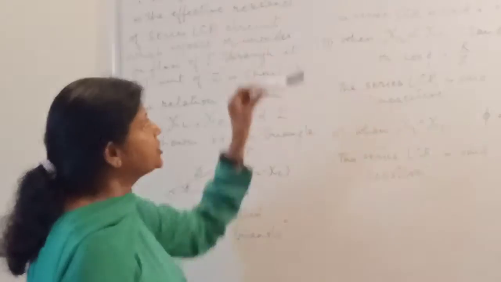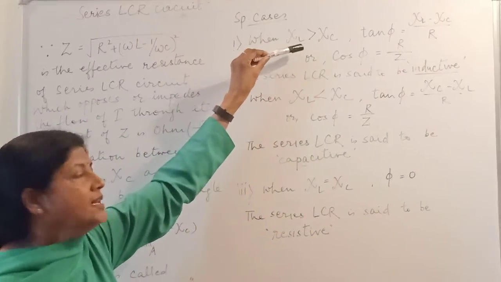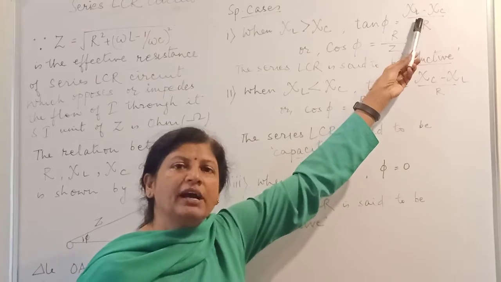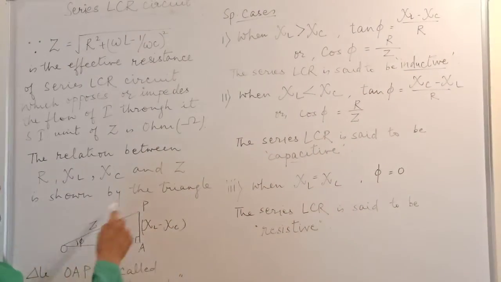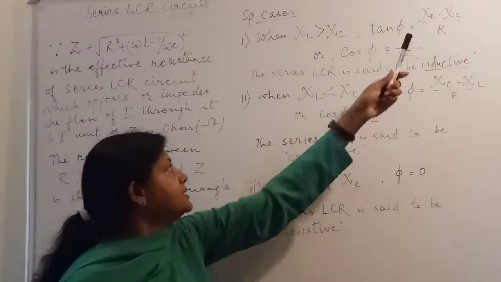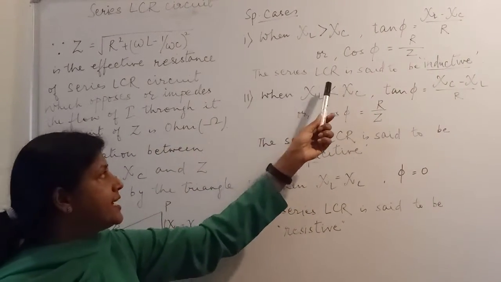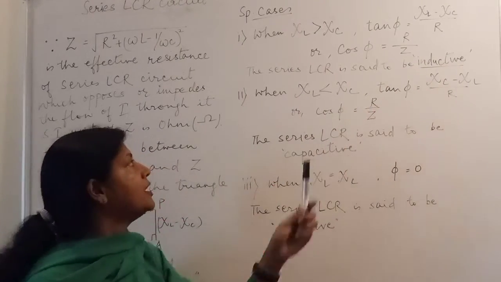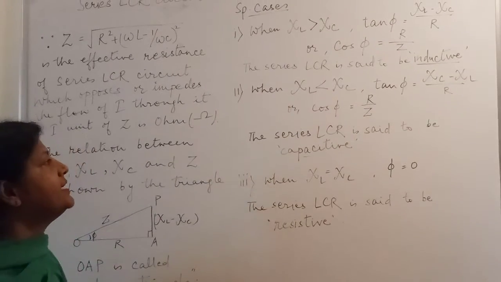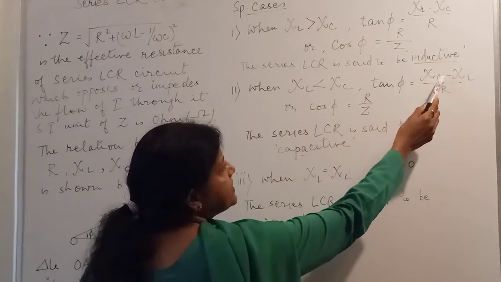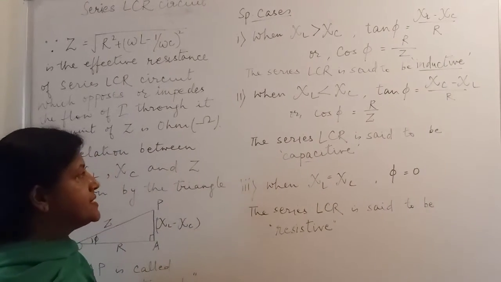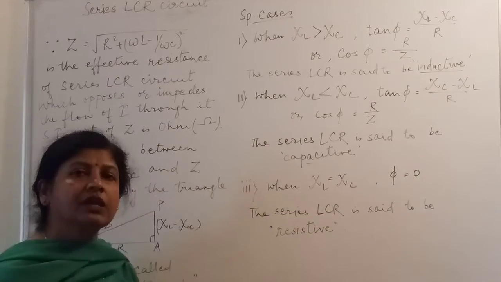Here we are having some special cases. Number 1, when XL is more than XC, in that case we have tan phi is equal to (XL minus XC) upon R, or from this right angle triangle cos phi will be R upon Z. In that case, the series LCR is said to be inductive. Second case, when XL is smaller than XC, in that case tan phi is equal to (XC minus XL) upon R, or cos phi will be R upon Z. The series LCR is said to be capacitive.